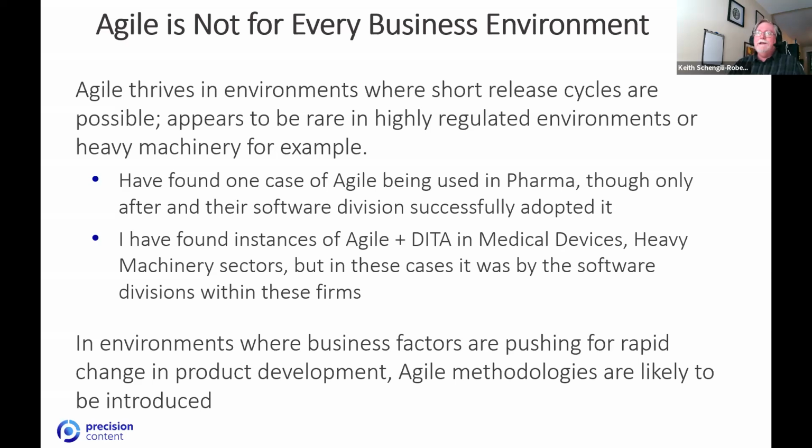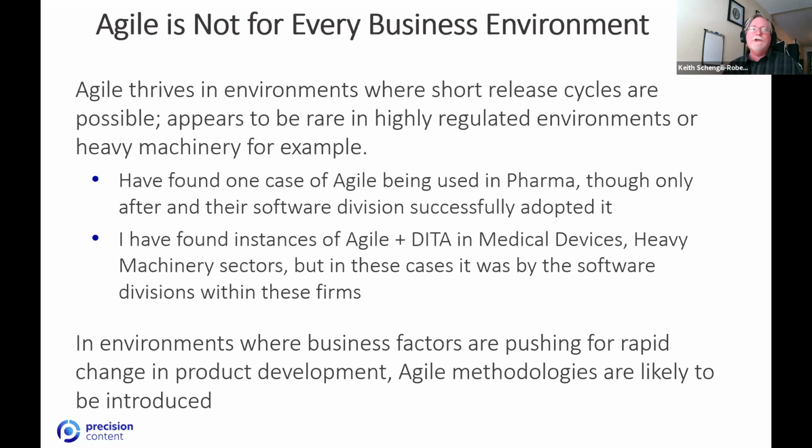And it's worth pointing out here, and again, this is me putting on my business analyst hat, that Agile really isn't for every business environment. Agile really thrives in environments where short release cycles are possible. So it's pretty rare to find Agile, at least in the interviews I've done, in highly regulated environments, or with things like, say, heavy machinery, for example. I found one case of Agile being used in pharmaceuticals, but only after their software division had successfully adopted it. I've also found instances of Agile and DITA in the medical device sector and the heavy machinery sector, but in those cases, it was by the software divisions within those firms.